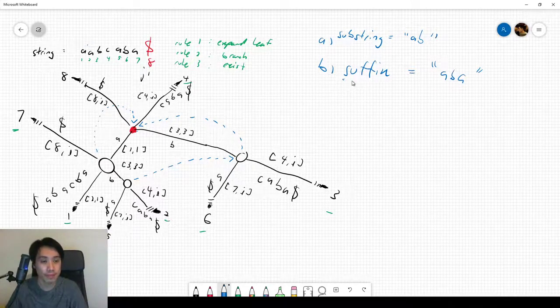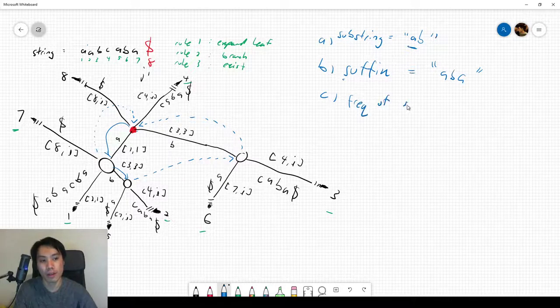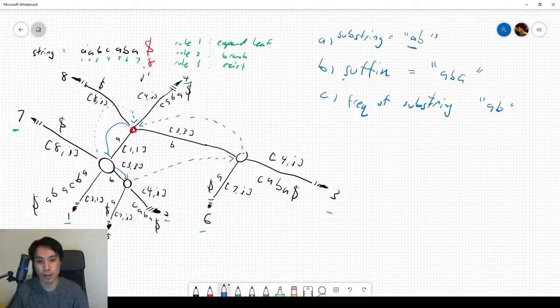Let's move on to C: find the number of times a string occurs as a substring. Earlier we saw we have A and then B. The question now wants the number of times, or let's just call it the frequency of a substring. Let's say I look at the substring AB. I will traverse A, B.